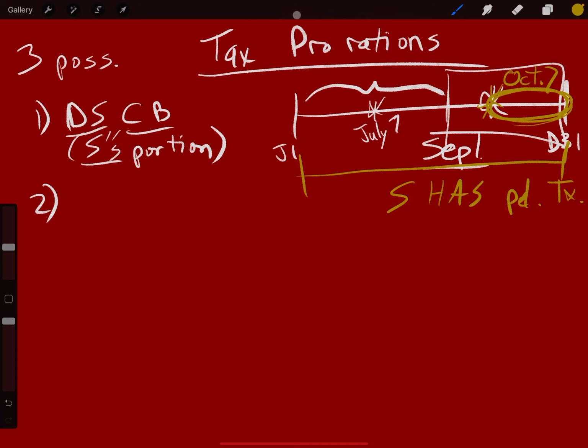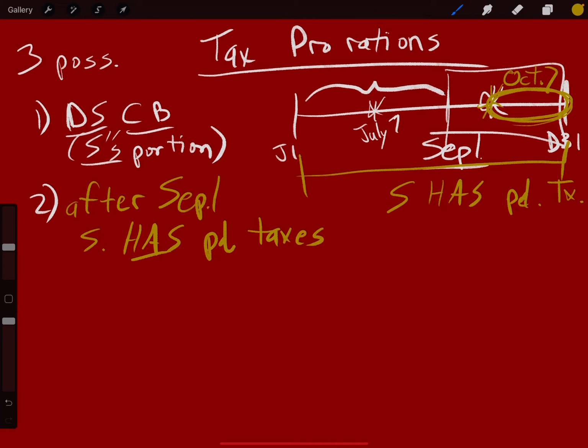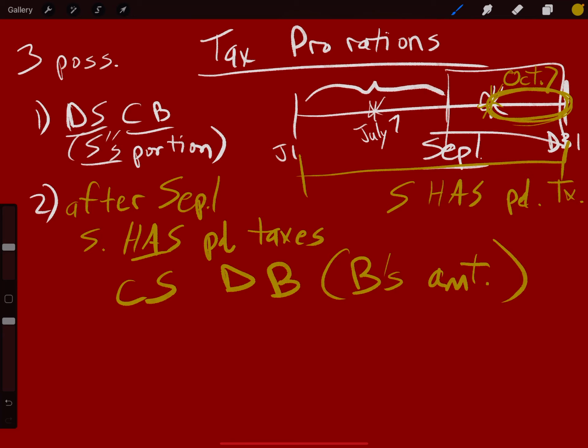So this case number 2 is closing September 1st or after, and the seller has paid the taxes already. In that case, what we're going to do is credit the seller and debit the buyer. But what amount? Not the seller's amount, the buyer's amount of taxes, the buyer's fair portion of taxes. We're crediting the seller because they are out of pocket for the whole year because they already paid them. We need to give them back some money. We need to give them back the buyer's portion.